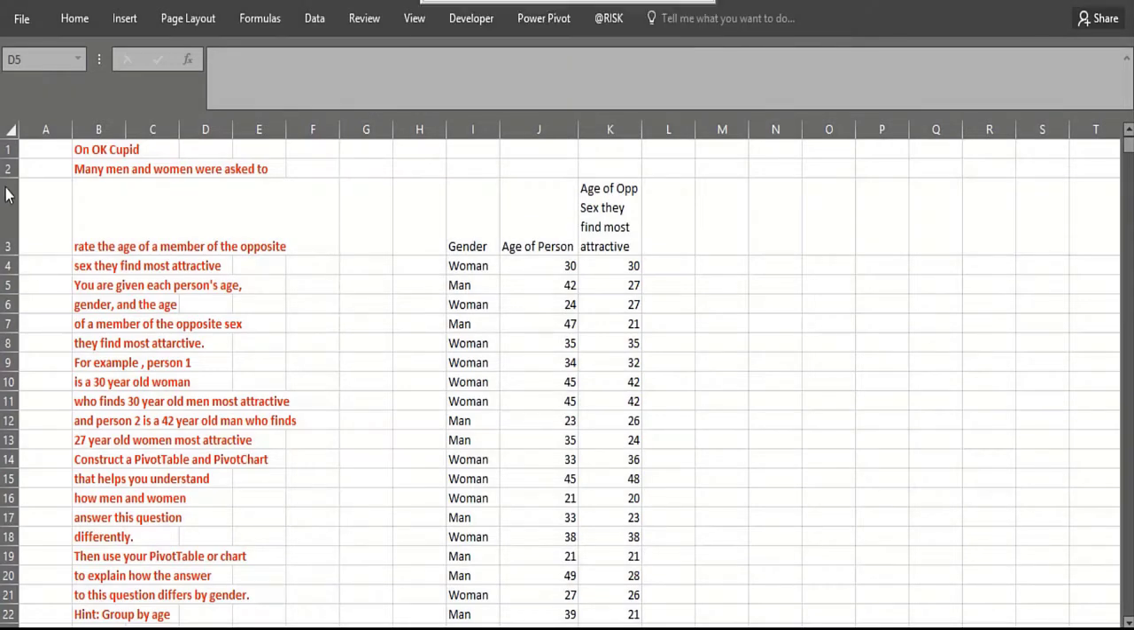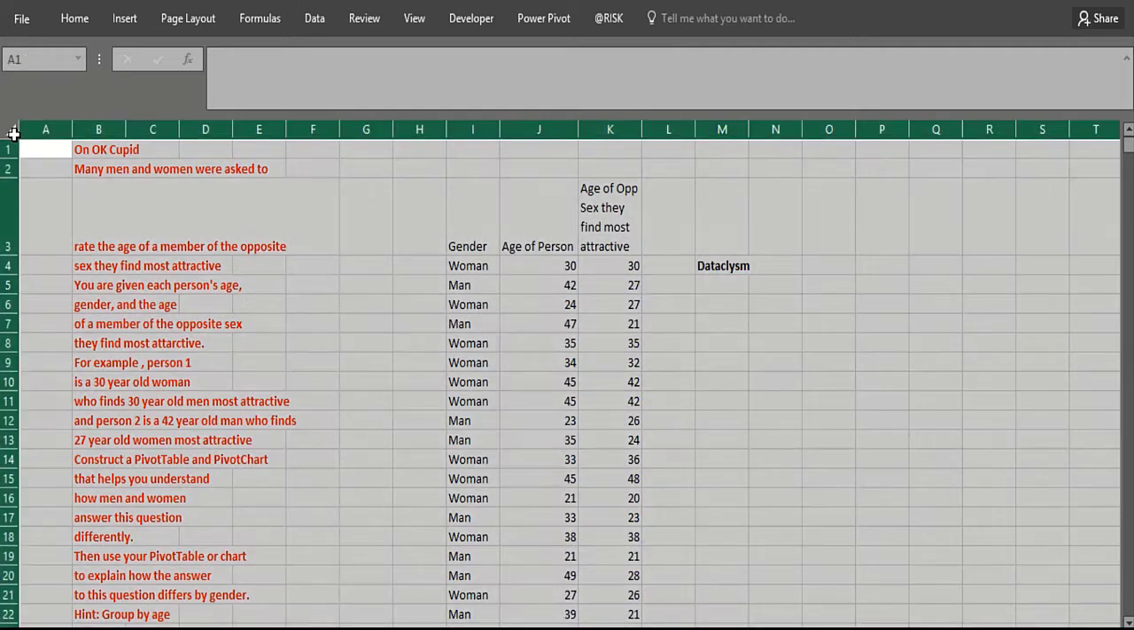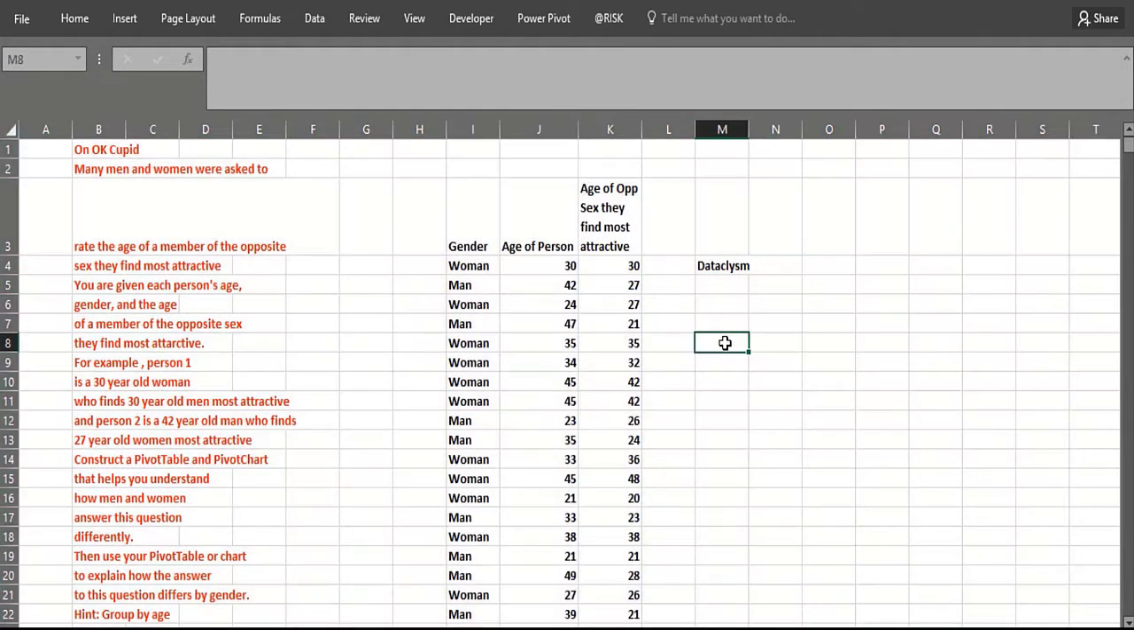Let's use pivot tables to try and analyze a very interesting set of data. Our data set is based on the book Dataclysm. Forget the author, but he's the head of OK Cupid and has looked at data from Tinder, OK Cupid, Match.com, and many other sites. So what I made up was data that sort of illustrates some of the ideas in his book. So I have the gender of the person, a man or a woman.